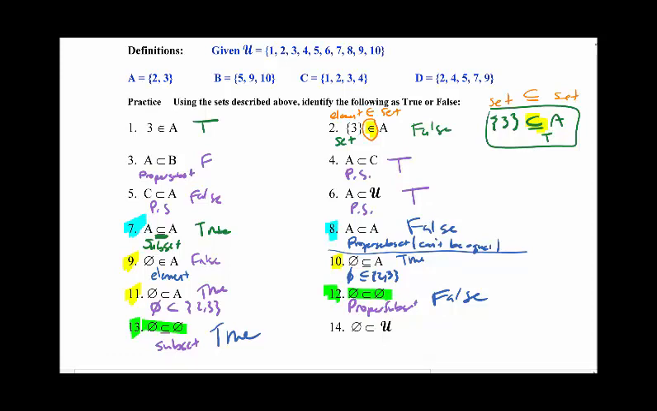Last one for this one, empty set is a proper subset of the universal. Universal set above is defined and it has members. So my answer here is true. There's nothing in that first set that would break the definition. Everything in the first is in the second because there's nothing there.